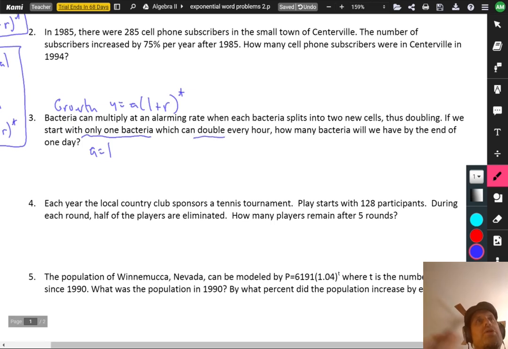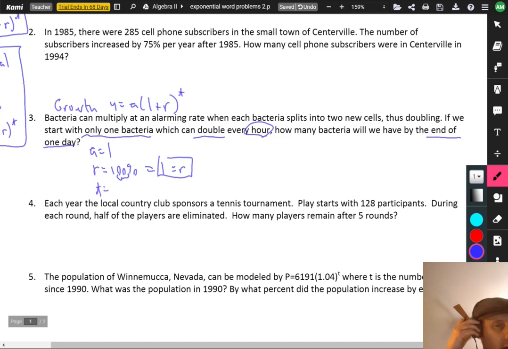Well, that's a 100% increase, right? I have 1, and then if I double, I have 2. That's a 100% increase. If I have 2 and then 4, that's a 100% increase. So that means my R is going to equal 100%, which of course as a decimal is 1. So my R equals 1, okay? And my time, how much will we have by the end of 1 day? Okay, well, we're talking about hours right here, right? So 1 day, of course, is 24 hours.